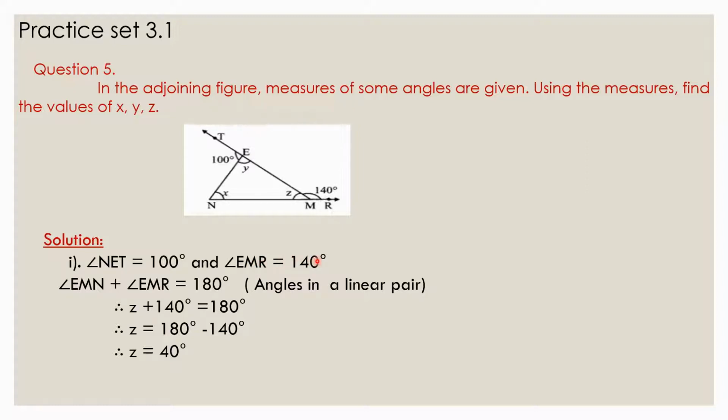And in this figure, angle EMR and angle EMN are linear pair angles. Therefore, angle EMN plus angle EMR is equal to 180 degrees, that is, angles in a linear pair. And angle EMN is equal to z. Therefore, z plus 140 degrees is equal to 180 degrees. Therefore, z is equal to 180 minus 140, which is equal to 40 degrees. Therefore, the measure of angle z is equal to 40 degrees.